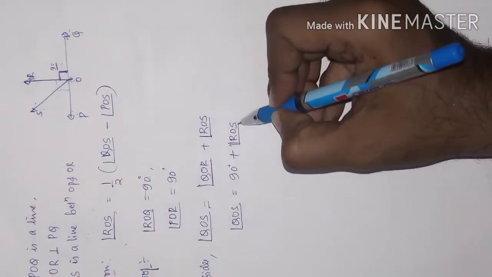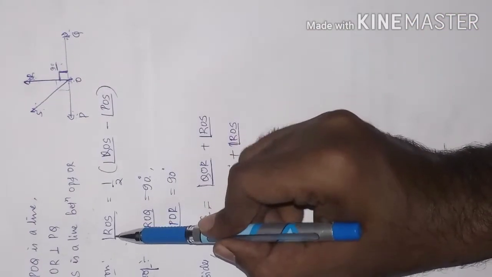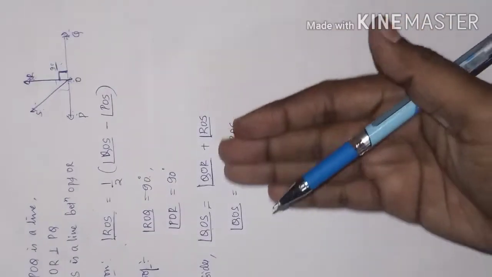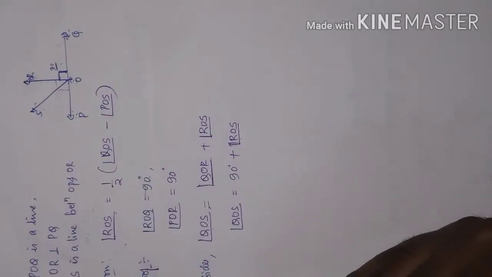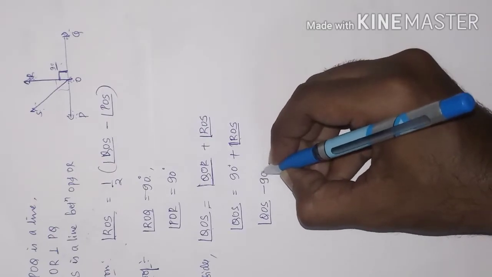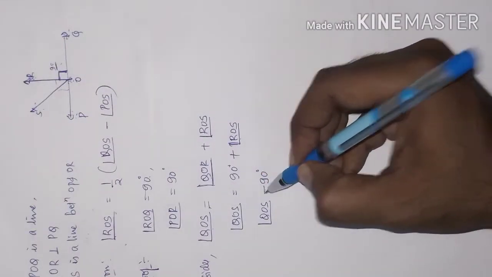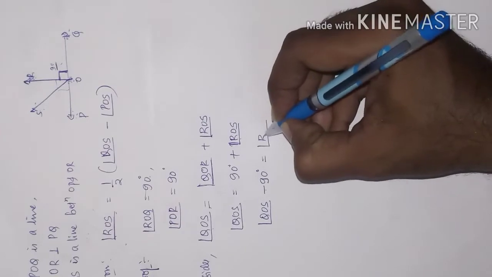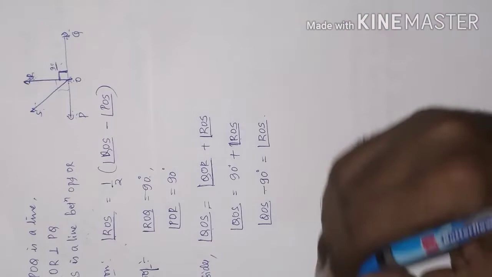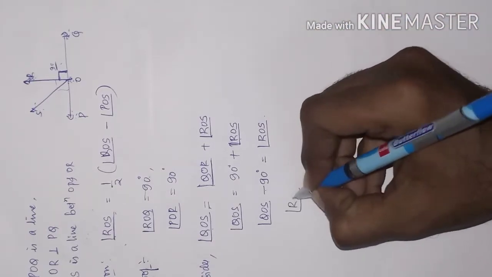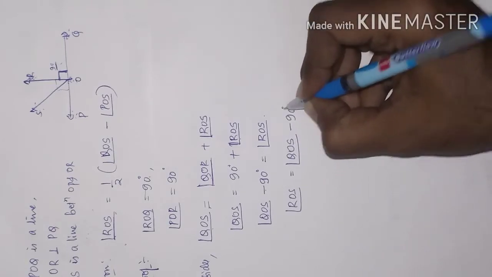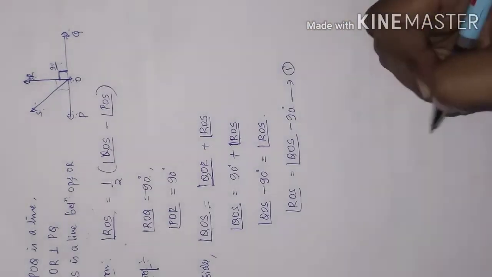See, ROS only will be required for the proof. So I will keep this ROS as it is, and the remaining terms I will shift to the LHS. So QOS minus 90 degrees, since plus 90 becomes minus 90 degrees, is equal to ROS. Now I will reshuffle the entire LHS and RHS. ROS is equal to angle QOS minus 90 degrees, and I will name it as equation 1.